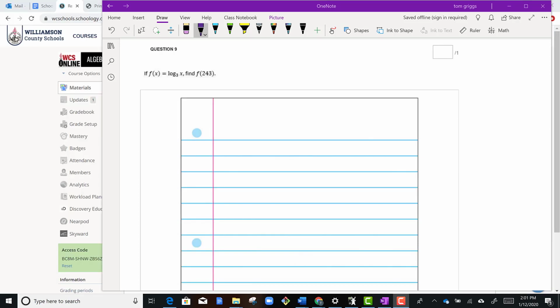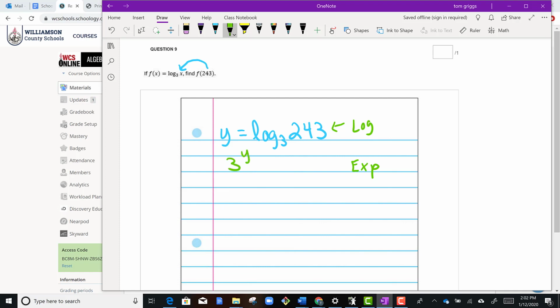All right, so here we're substituting 243 in for x because we're finding f of 243. So essentially we want to solve the problem y equals log base 3 243. If we convert this to exponential form, so this is log form, I want to convert this to exponential form, which would be 3 raised to some power equals 243.